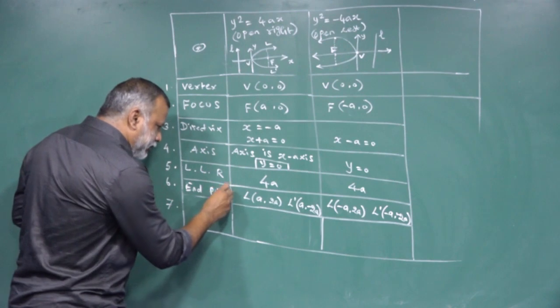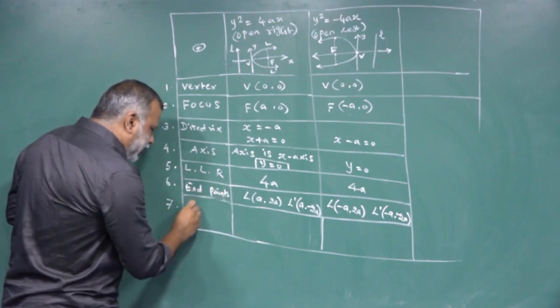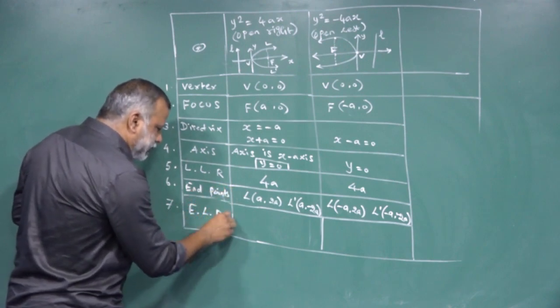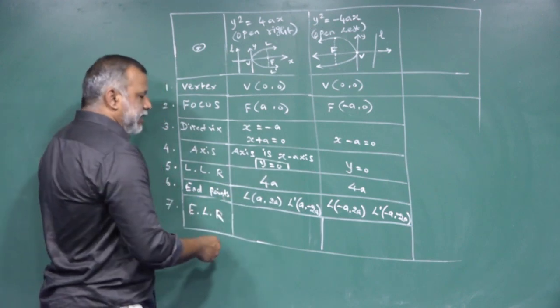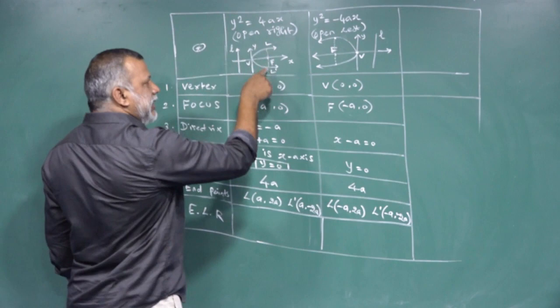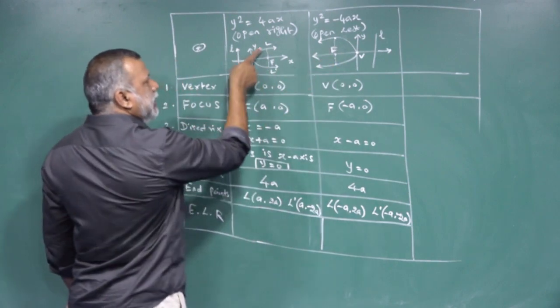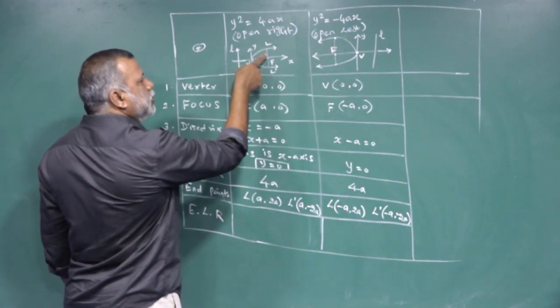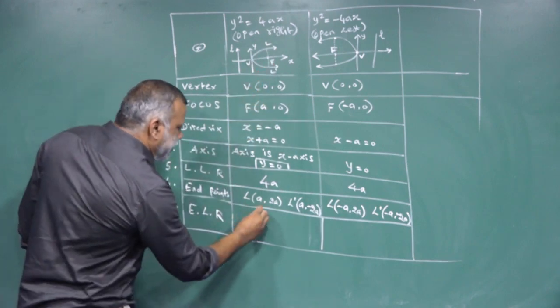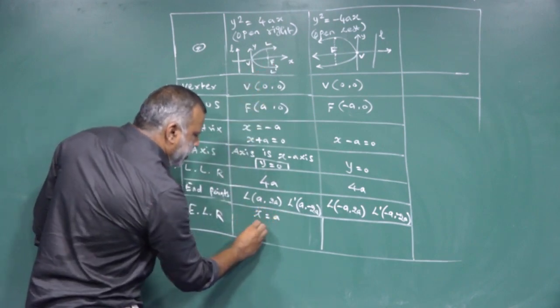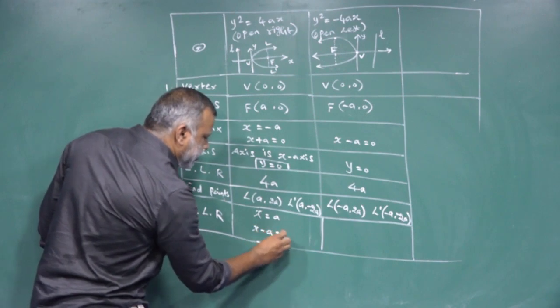We already discussed the endpoints. Now the equation of the latus rectum. See here, this is the latus rectum, and here also the latus rectum. The latus rectum passes through the focus. What is the value of the focus? A, 0. Therefore, x equal to a, or you can say x minus a equal to 0.